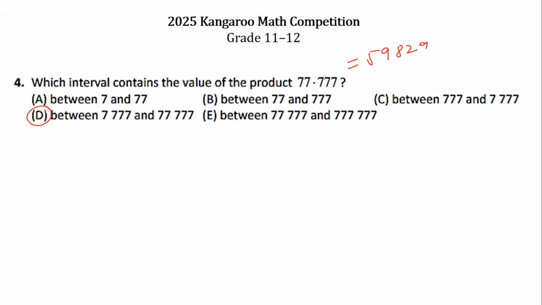Now, what's the alternative solution without multiplying the two numbers? Notice that 77 times 777 is greater than 77, 777, and 7,777. Alright? So, already, A, B, and C are not the correct answers. Right? Now, you can just examine both D and E. Which one contains the number 59,829? Okay? So, the answer here is option D.